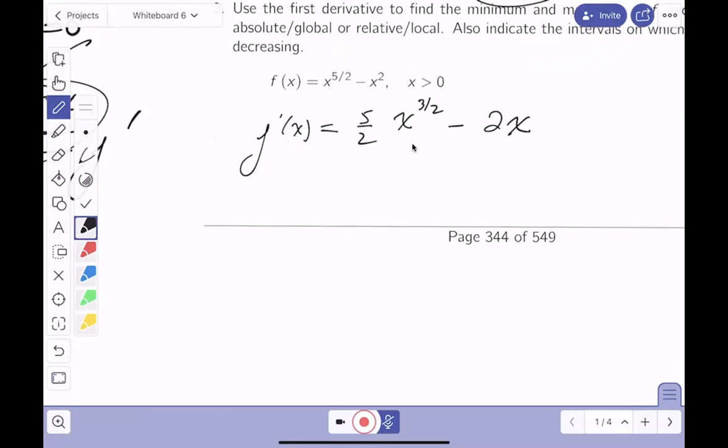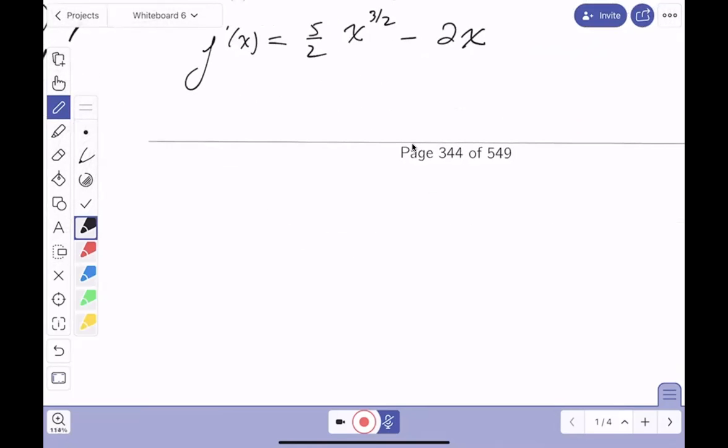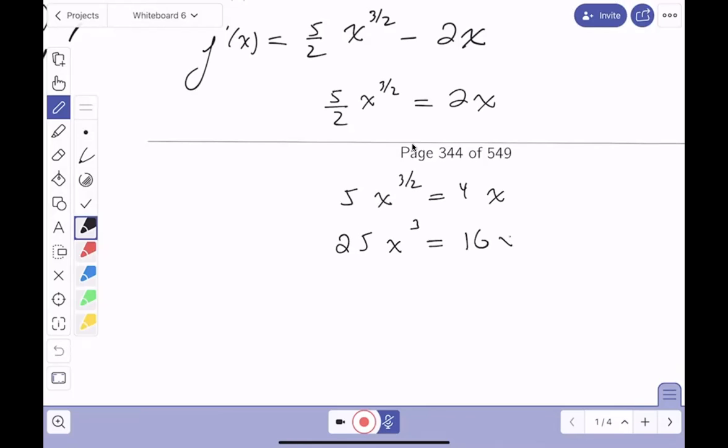Well, here comes my problem. On that interval from x greater than 0, this is always defined. My concern is, is it ever equal to 0? So I'm going to write that down. So I get something like this. Let me see if I can solve that. That's 5x to the 3 halves equals 4x. I would probably square both sides. I would get 25x cubed equals 16x squared. And then I would probably subtract 16x squared from both sides. Yeah, you need algebra skills to do problems like this.